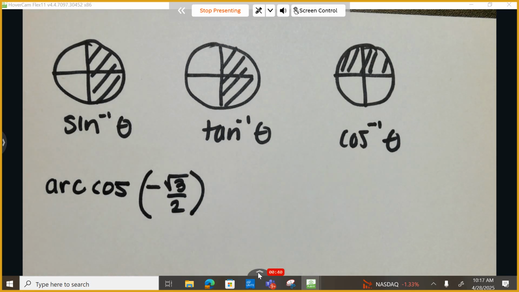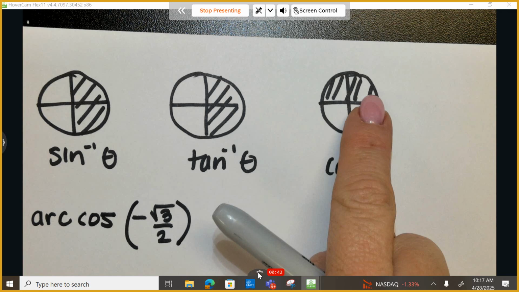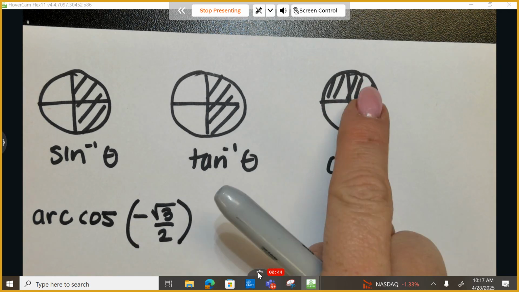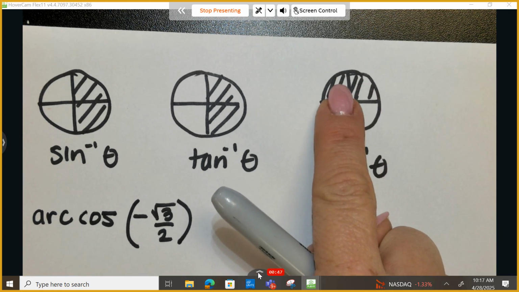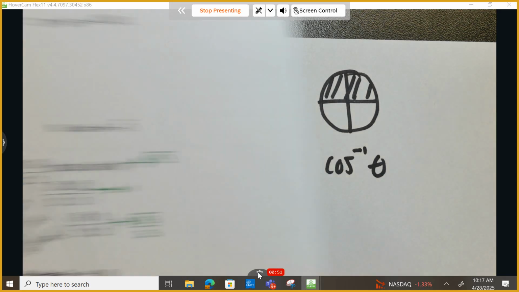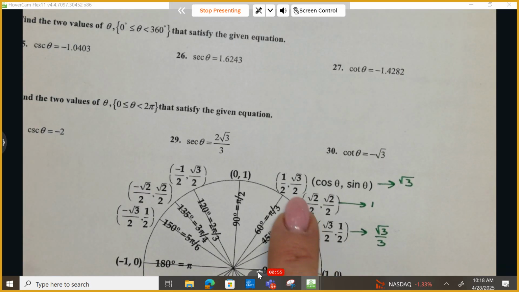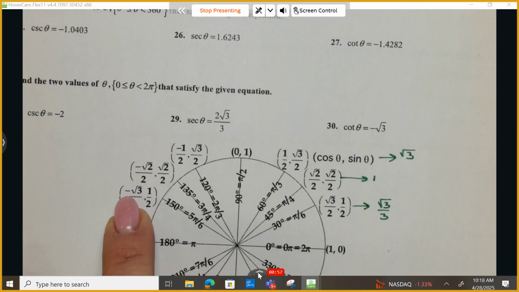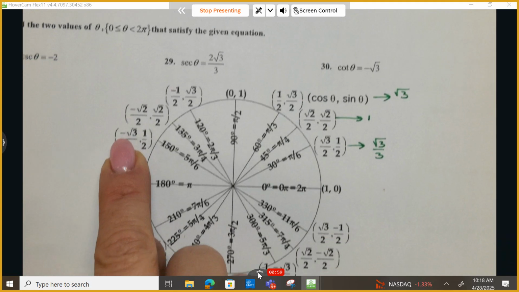Well, let's look up above. My cosines can only land in quadrants 1 and 2. Also remember, when we're looking at the ordered pair, it's CBS, cosine before sine. So let's get started. Let's look for negative radical 3 over 2. Okay, you ready? Negative radical 3 over 2 is right here. Does everybody see it's right here?